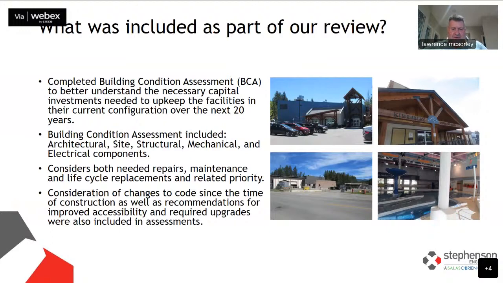We did give some consideration to changes in code, particularly with regard to accessibility for the buildings. We didn't take the approach that the buildings were going to be brought up completely to current code, because they met the code when they were built, so a lot of the things are grandfathered in. The next slide.